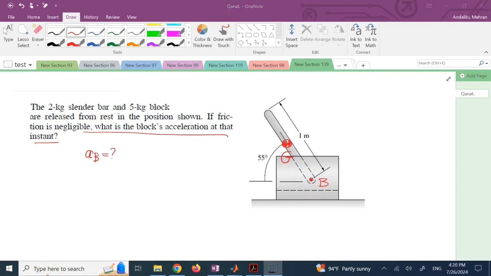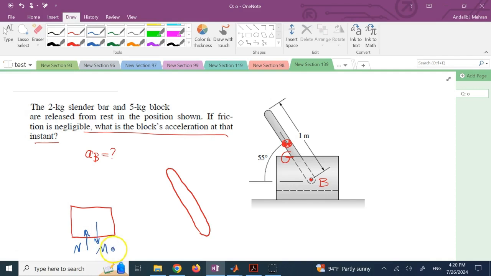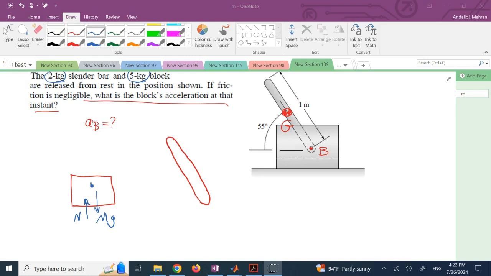So here we're going to have two free body diagrams. One is for the block or the cart, and the other one is for the pendulum. The cart has contact with the ground, which comes with the normal force. The friction is negligible, so we have the weight of the block, capital M times g. Let's call this 5 kilogram capital M, and the 2 kilogram of the pendulum small m. And also you have a pin here. Pin forces are a horizontal and a vertical one.